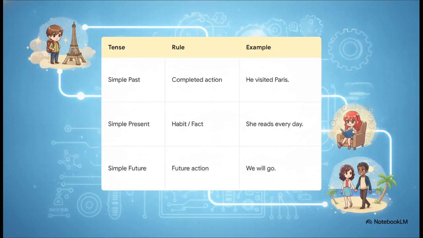Let's look at the basic time machine settings. Notice how a single action shifts across the timelines here.